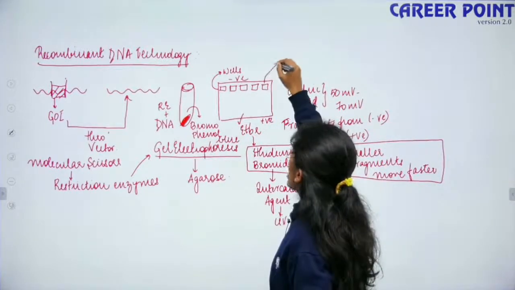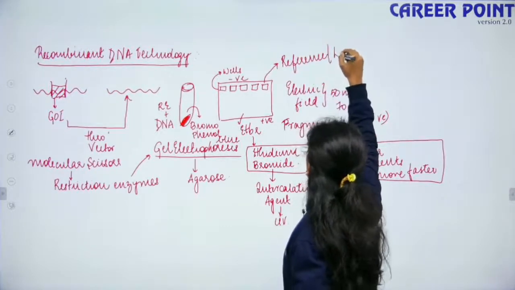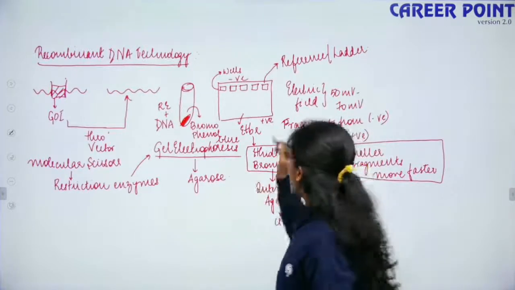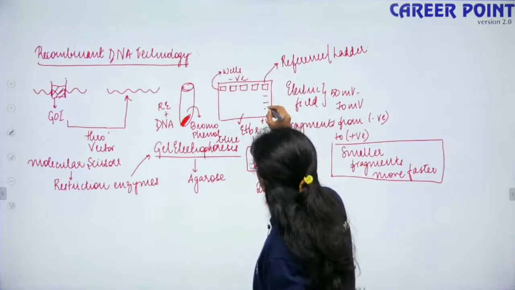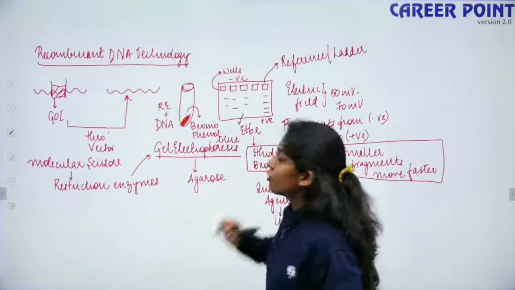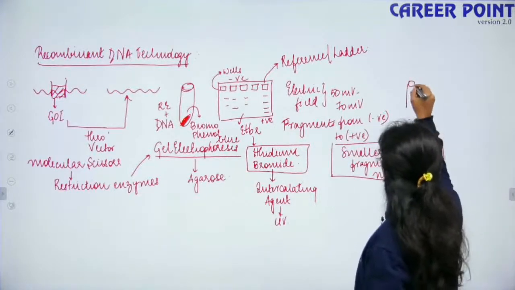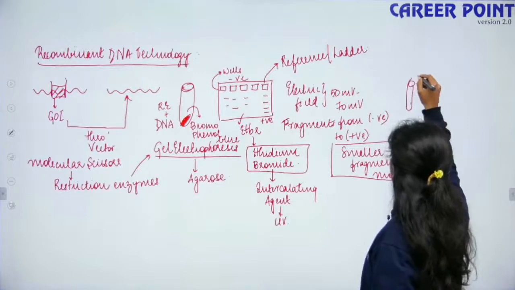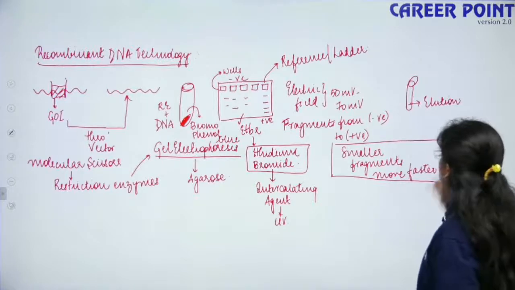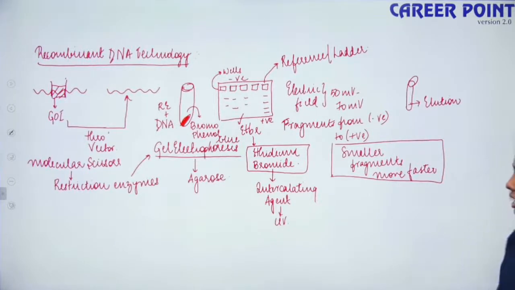For that, you add what is called a reference or a ladder. This reference or ladder is also commercially available, and it lets you know the size of each of the fragments, and accordingly you can find your gene of interest, right? So from the gel you take it back in a vial. This step is called the elution step, for which you use elution buffers, etc., to dissolve the gel and get only the fragment of your DNA.